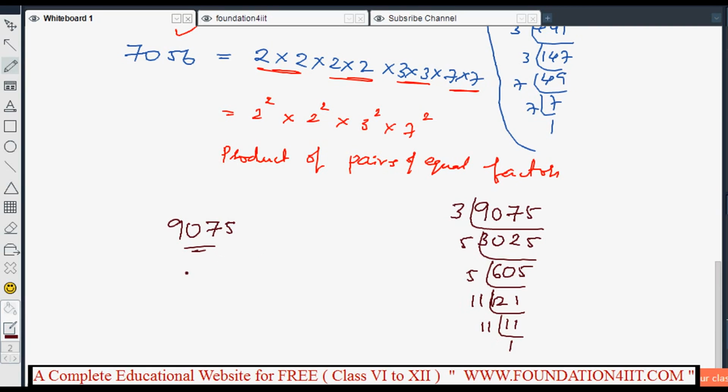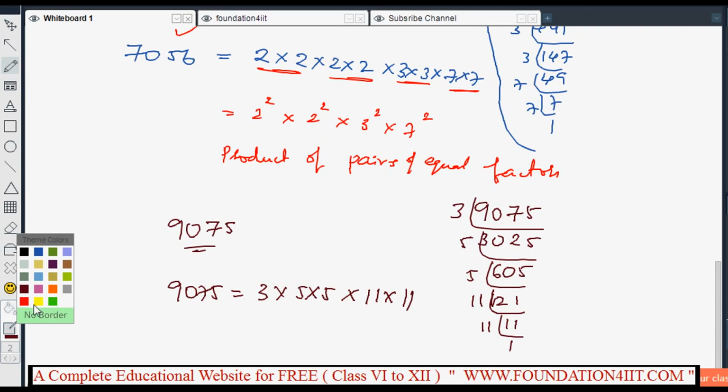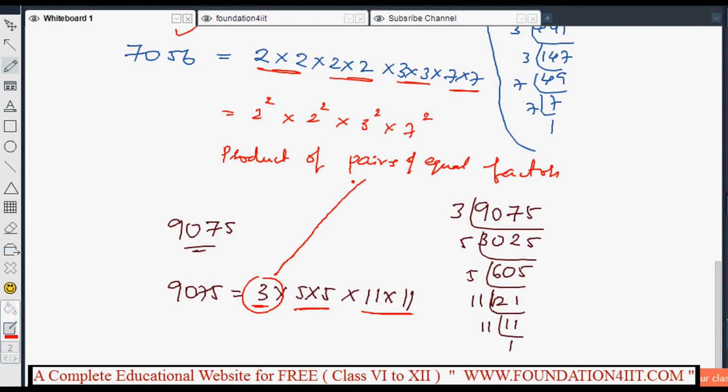So finally 9075 I can write as 3 into 5 into 5 into 11 into 11. If you multiply all these numbers again, you get 9075 only. If you observe, 5 is a factor with a pair, and there are two 11s, but 3 is only one. So for this there is no pair, that means 9075 is not a perfect square.